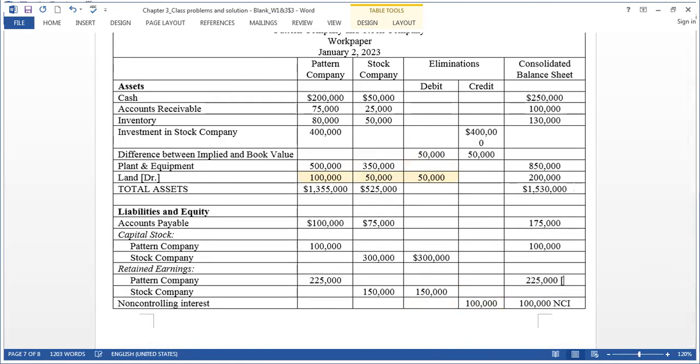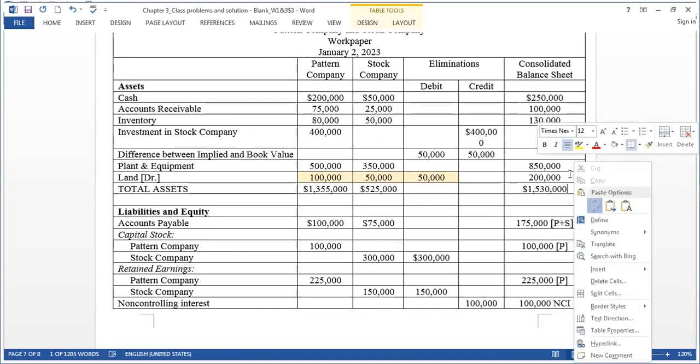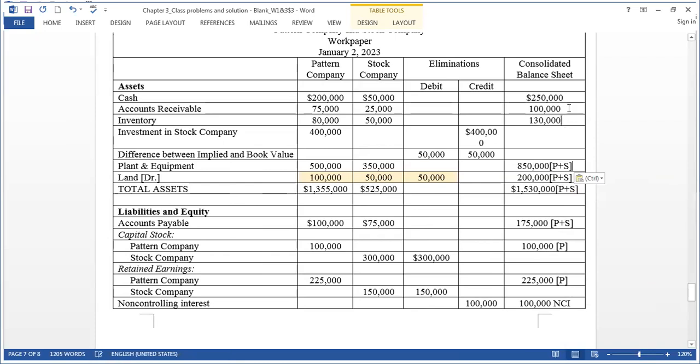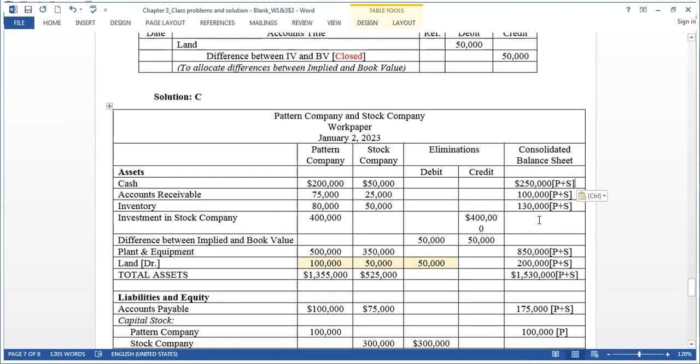This is NCI. This should be only the parent company's retained earnings. This is only the parent company's common stock. And this liability is P plus S. So chapter 3 is very easy, but chapter 4 is difficult. If you don't have a very good understanding of chapter 3, chapter 4 is difficult for you.